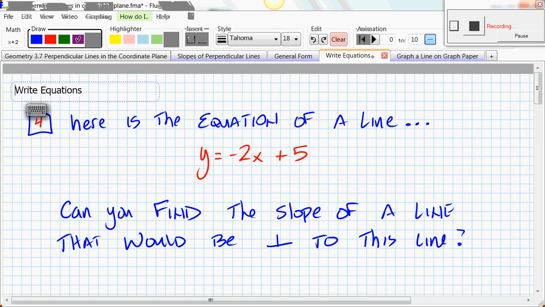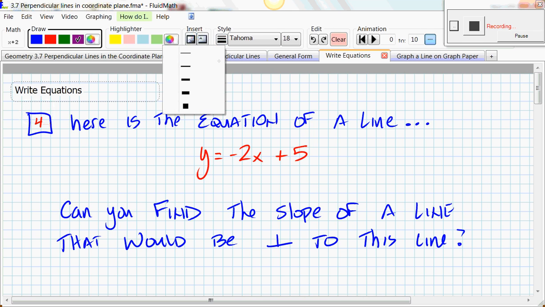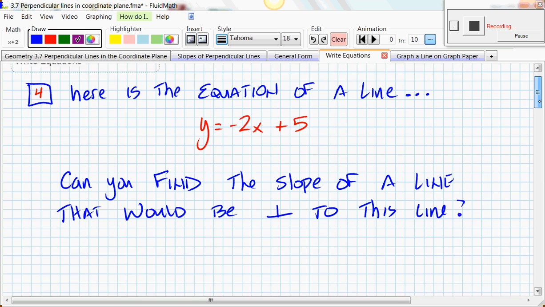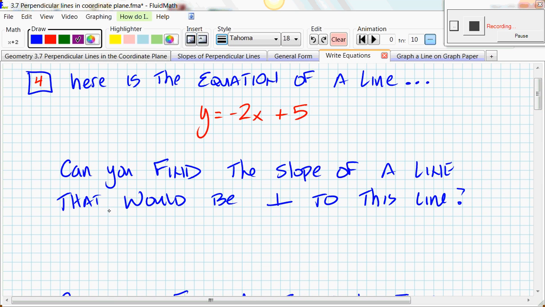Okay, great. So let's practice writing some equations. Here's the equation of a line. This is the fourth box. Y equals negative 2x plus 5. Okay, I'll get a little thicker here. Can you find the slope of a line that would be perpendicular to this line?